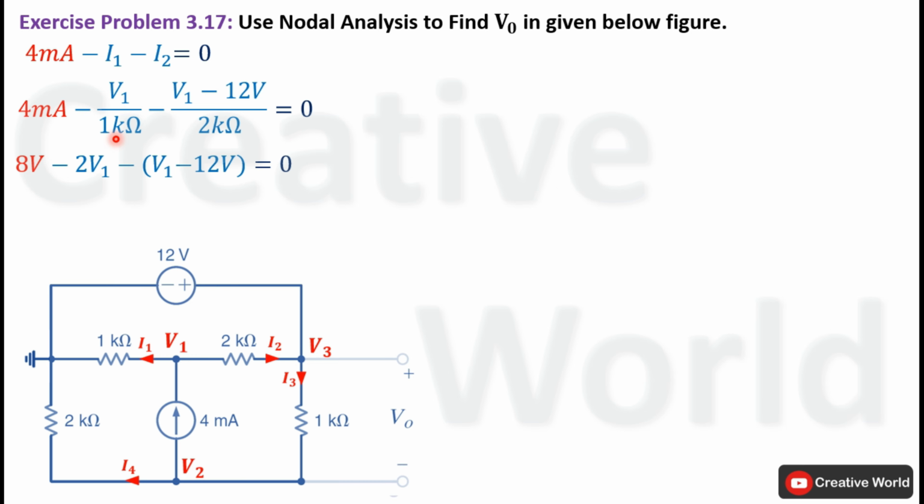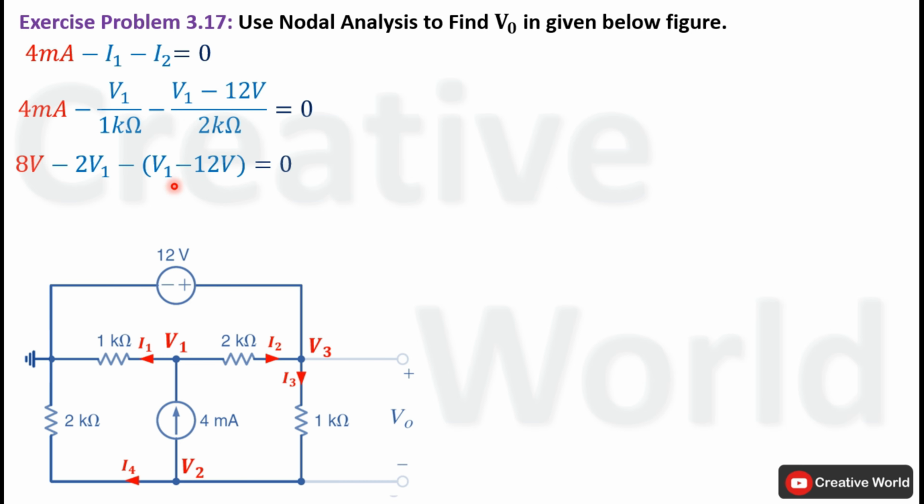Here the product of 2 kilo ohm and 1 kilo ohm in the denominator will cancel out with each other, only 2 will be left, and that 2 will multiply with V1, it will become 2V1. Here the product of 2 kilo ohm and 2 kilo ohm in the denominator will cancel out with each other, only V1 minus 12 volt will be left.